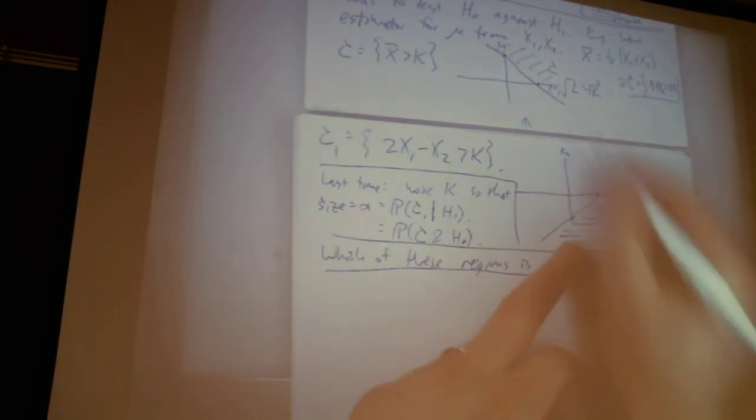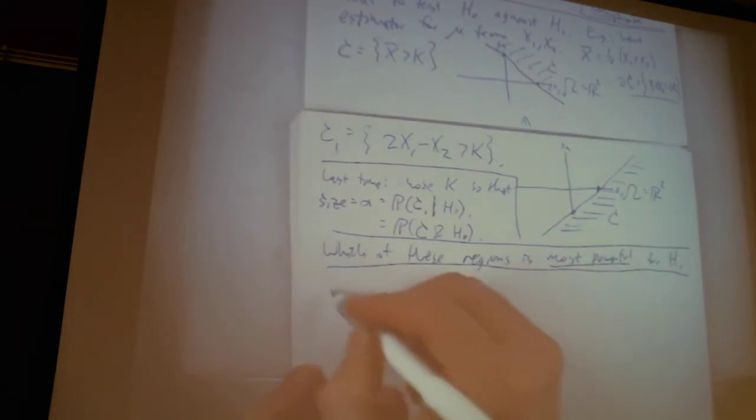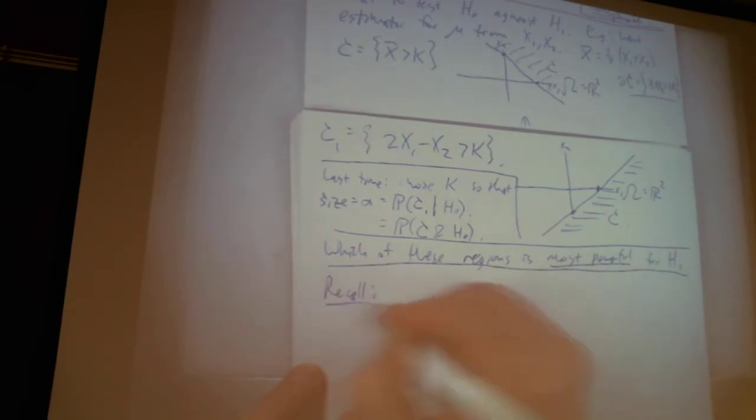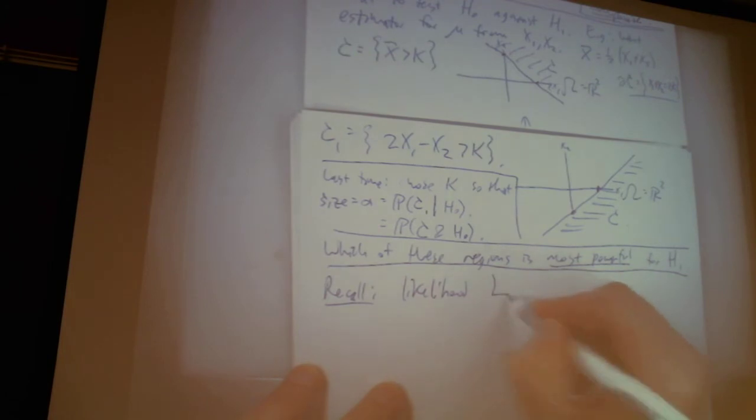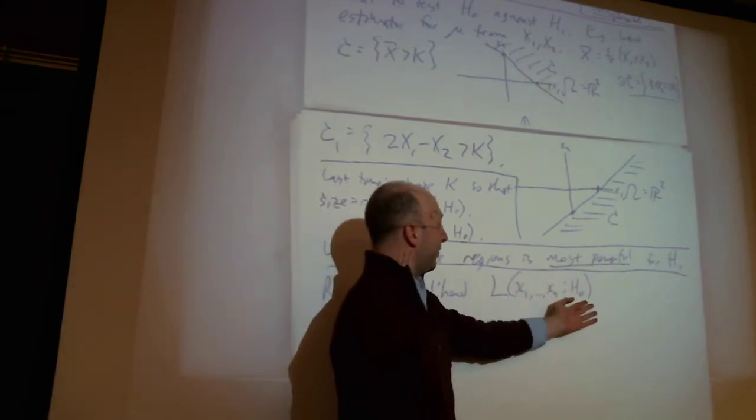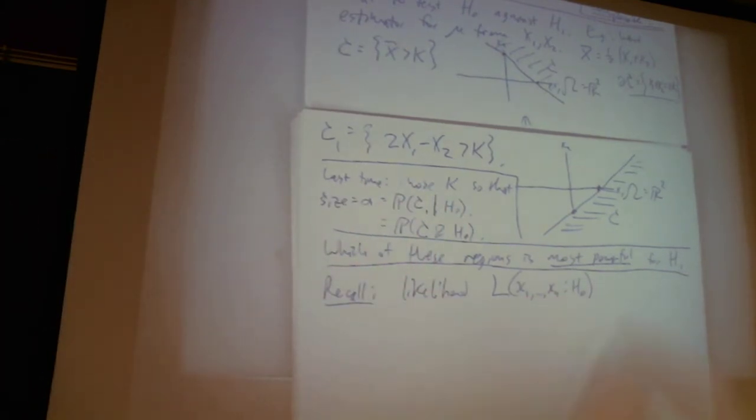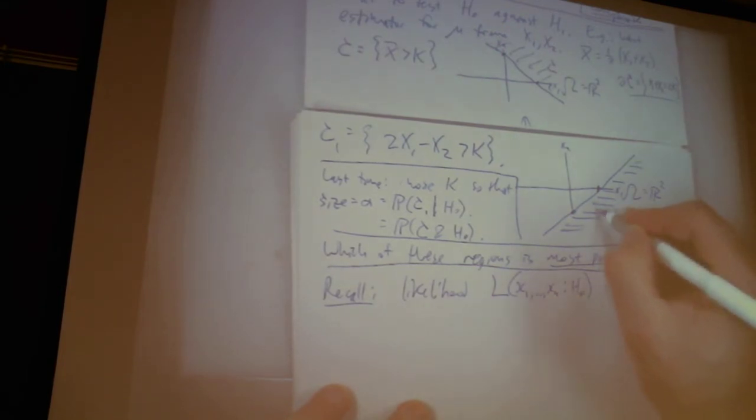How do you figure out what the integrals are of these things? Remember what the likelihood function is? Recall the likelihood L. Let's call this the likelihood of a particular outcome, x1 through xn, given the hypothesis H0. We'll abbreviate this to L0. It's just the density above a particular point.